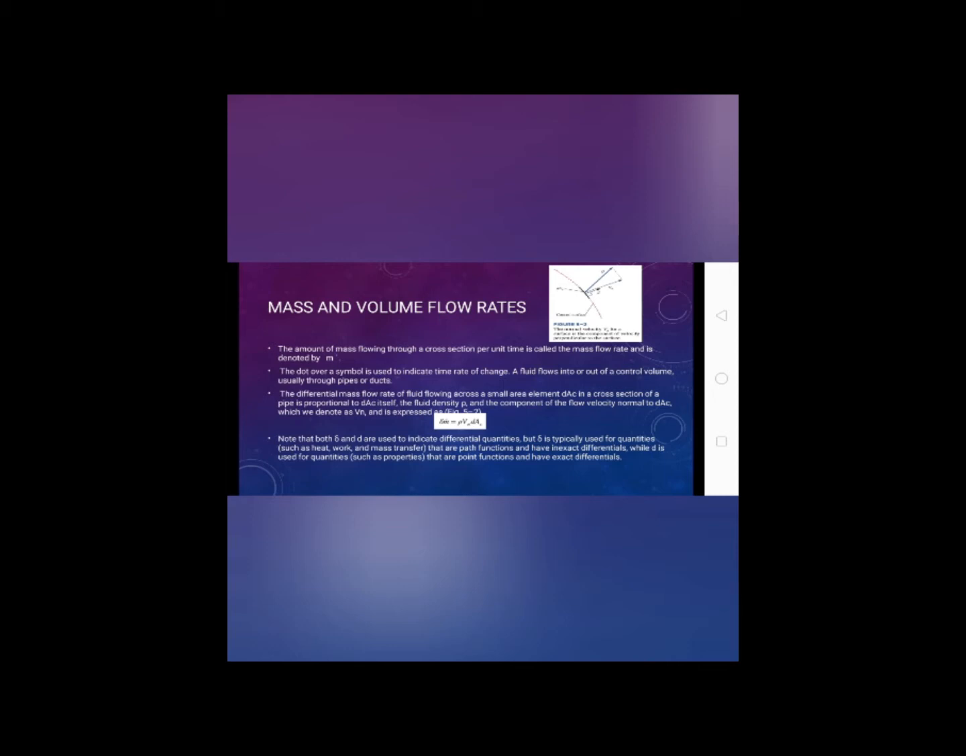Note that both delta and d are used to indicate differential quantities, but delta is typically used for quantities such as heat, work, and mass transfer that are path functions and have inexact differentials, while d is used for quantities such as properties that are point functions and have exact differentials. Okay, the next one is the conservation of mass principle.